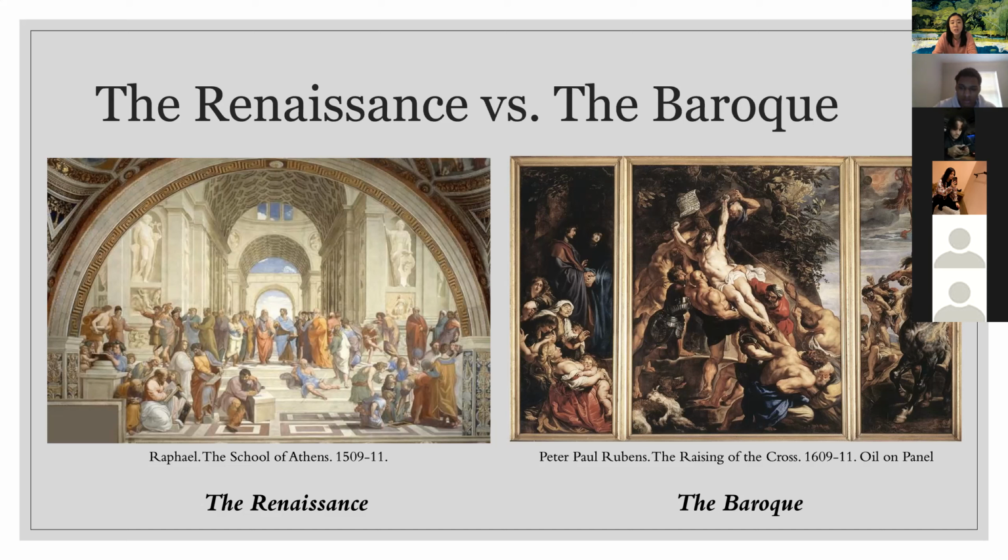Now, how about the lighting? How different? In the first one, a lot of light everywhere, but in the second one, the light mainly goes towards, I think that's Jesus. Very good. Yes, exactly.